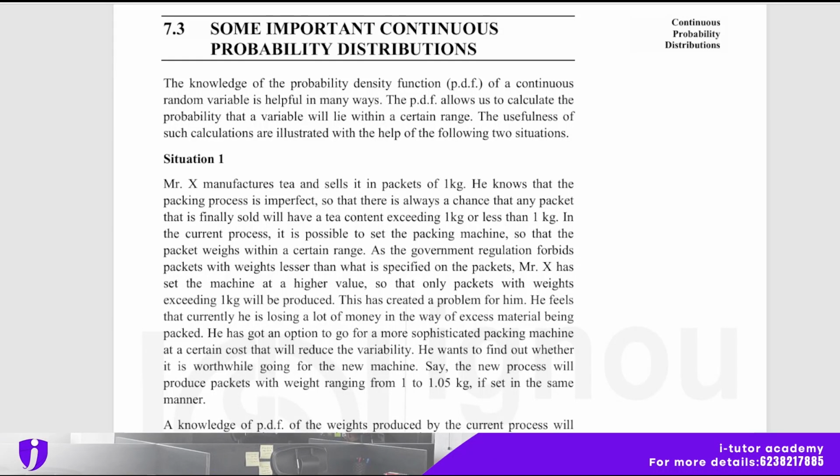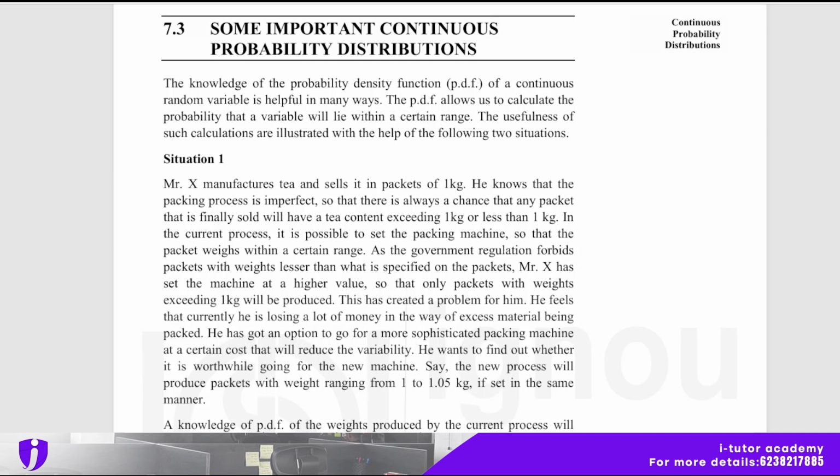In today's session, we will start with Unit 7, subsection 3, that is some important continuous probability distributions. The knowledge of the probability density function, that is PDF, of a continuous random variable is helpful in many ways. The PDF allows us to calculate the probability that a variable will lie within a certain range. The usefulness of such a calculation is illustrated with the help of the following two situations.